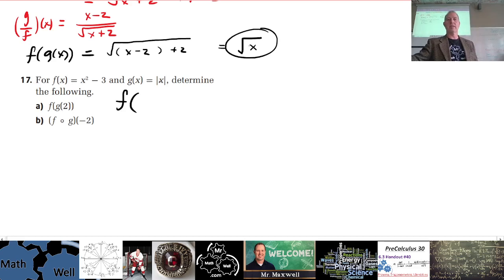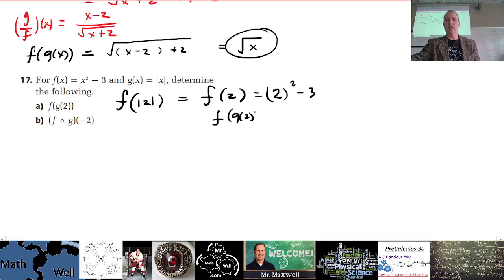Well, g is absolute value of x. So guess what? That is absolute value of 2, which is the same as just f of 2, isn't it? Okay, what's the absolute value of 2? Yeah, it's just 2. So what's f of 2? Well, that is when 2 gets put in for the x in the f function. So f of g of 2 is actually 4 minus 3, or 1.